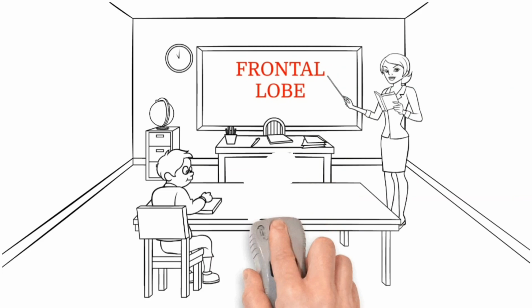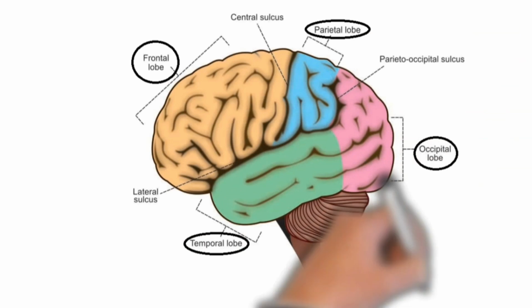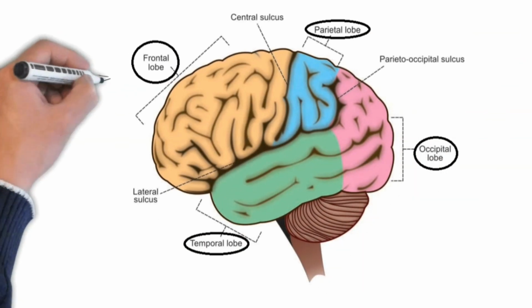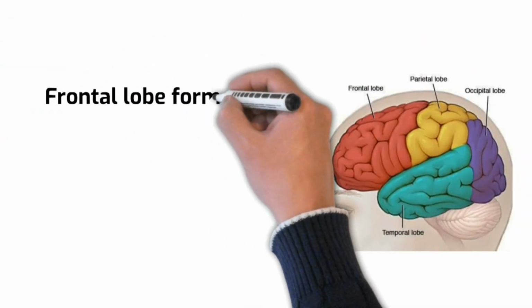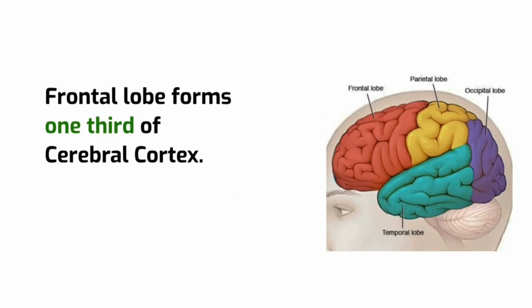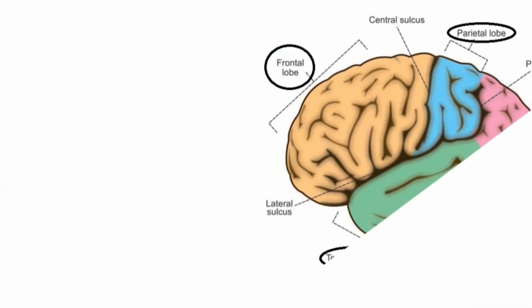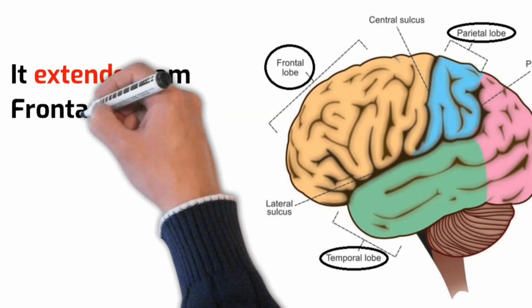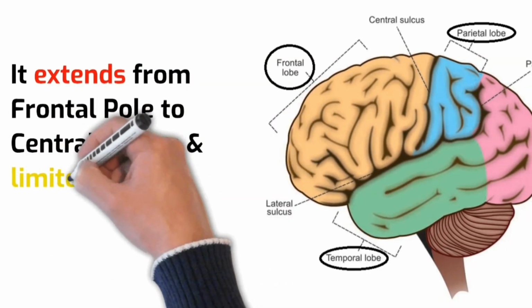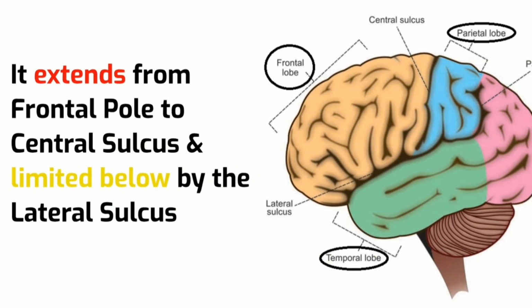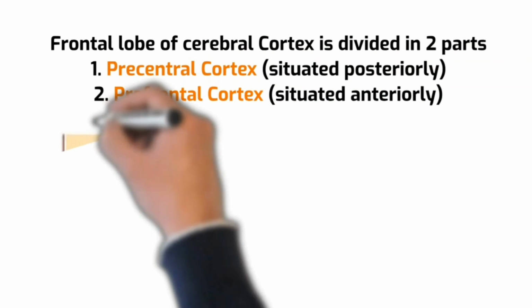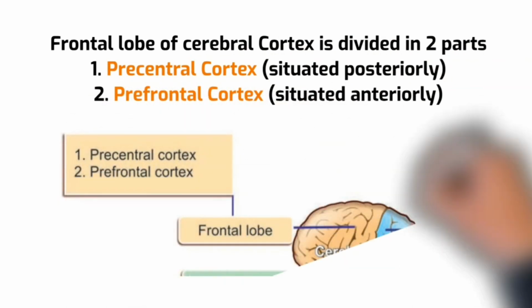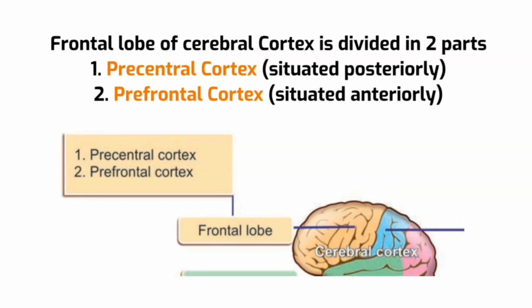Now we will learn the frontal lobe. So this is the frontal lobe. Now, the frontal lobe forms 1/3 of the cerebral cortex. It extends from the frontal pole to central sulcus and is limited below by the lateral sulcus. Frontal lobe of the cerebral cortex is divided in two parts. Precentral cortex situated posteriorly, prefrontal cortex situated anteriorly.